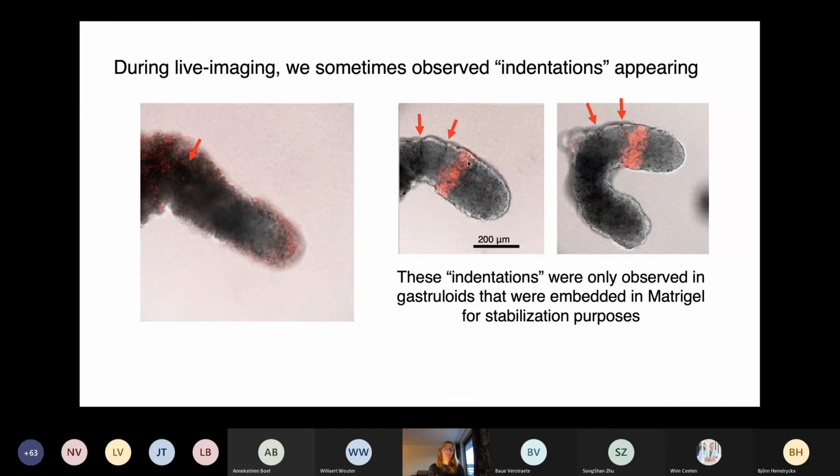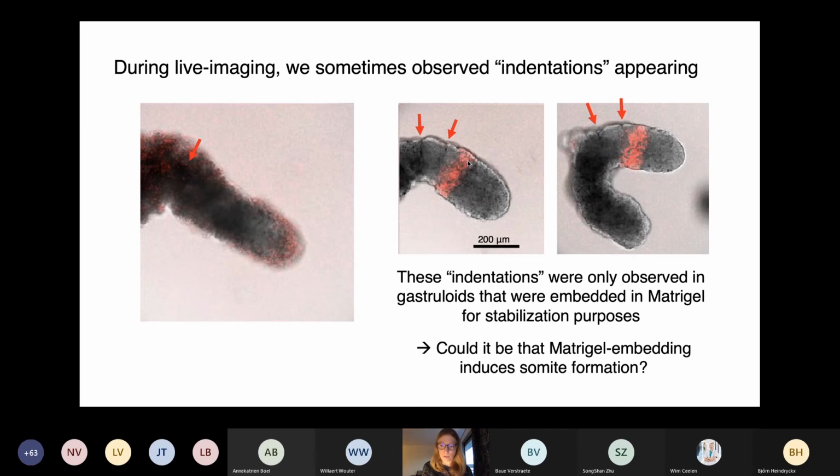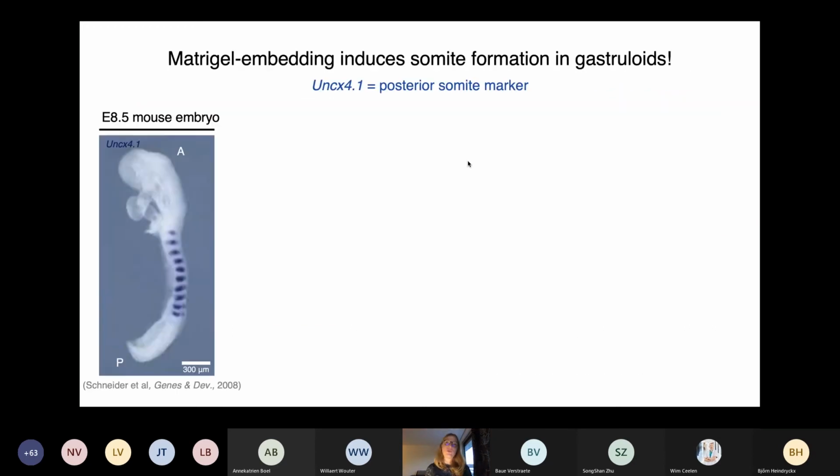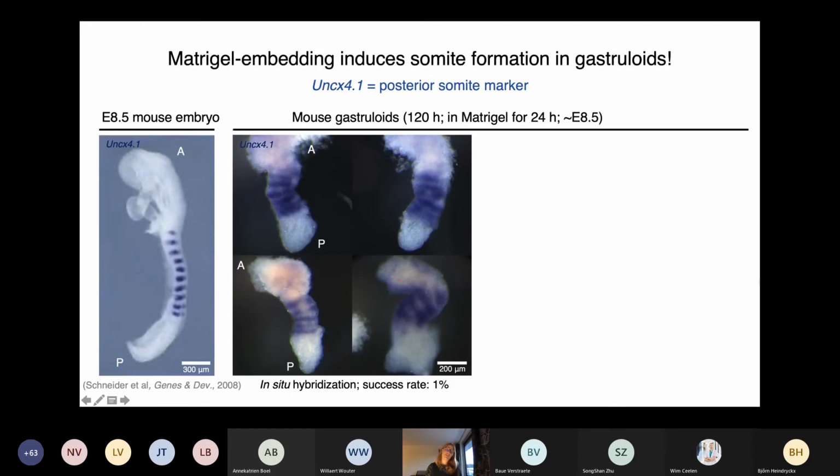So these data suggested that matrigel embedding induces the formation of somite-like structures in this in vitro stem cell-based embryo model. And to follow up on this, to test whether we indeed made somites, we stained the gastroloids for UNCX 4.1. UNCX marks the posterior halves of somites in embryos and is therefore expressed in a stripy pattern. When we stained matrigel embedded gastroloids for UNCX, we observed such a stripy pattern in 1% of the gastroloids, suggesting that matrigel embedding can induce the formation of somite-like structures, but only in 1% of the gastroloids when you embed them in pure matrigel.